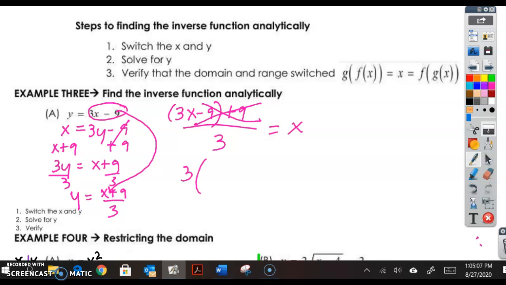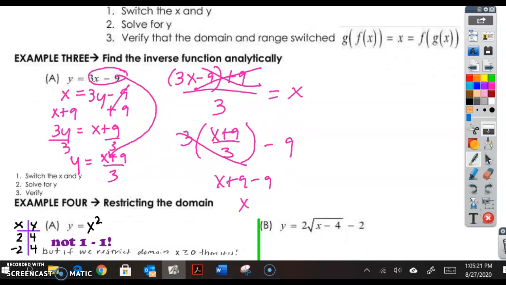Now I have to plug (x + 9)/3 into 3x - 9, and notice I'm going to get x + 9 - 9. Yay, I'm getting x. So I have verified it. The hardest part is when you have to restrict the domain.